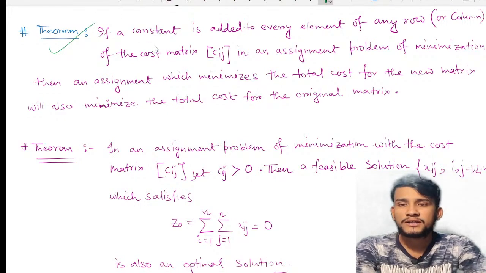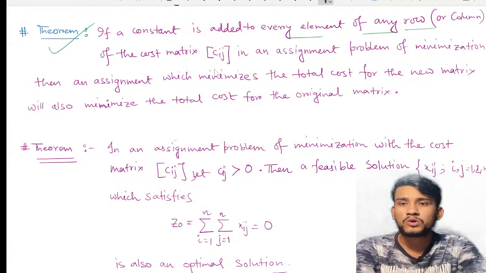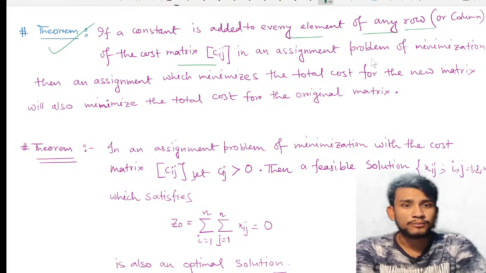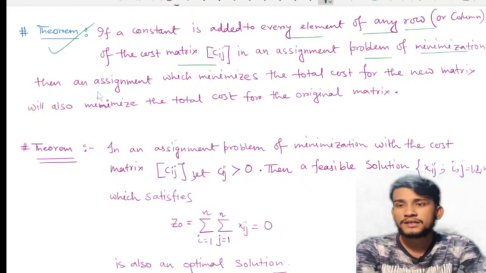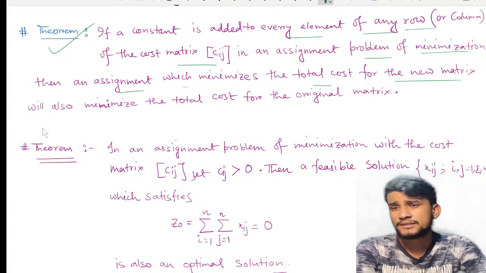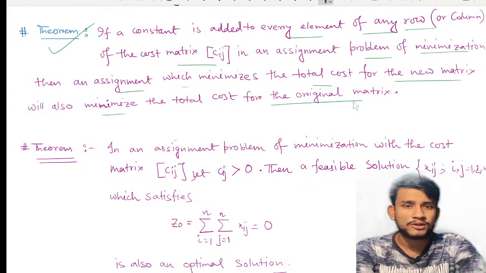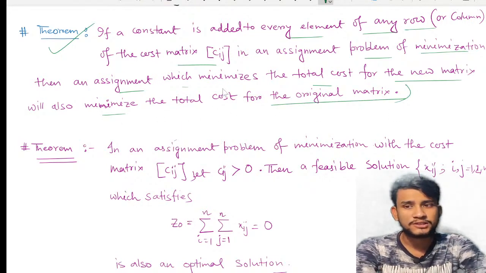So the theorem says that if a constant is added to every element of any row or column of the cost matrix Cij in the assignment problem of minimization, then the assignment which minimizes the total cost for the new matrix will also minimize the total cost for the original matrix. Okay, so this is the theorem.